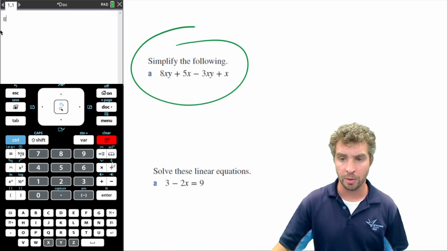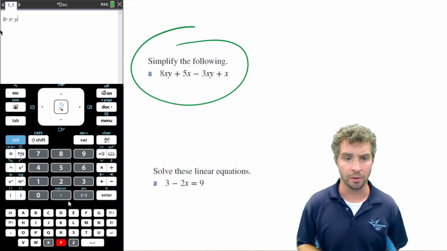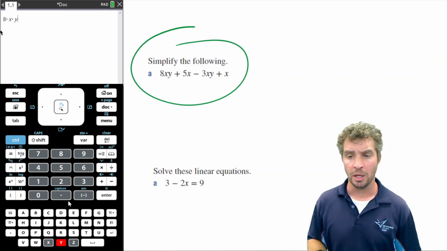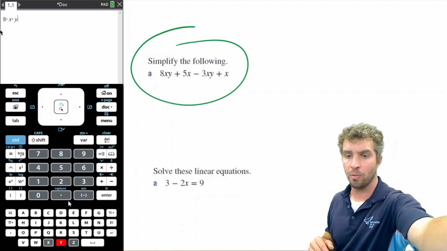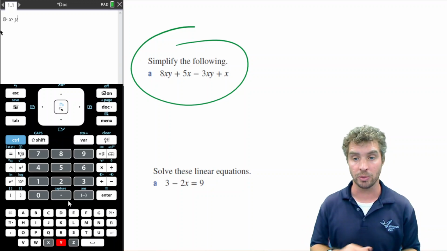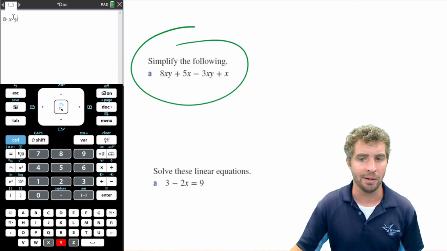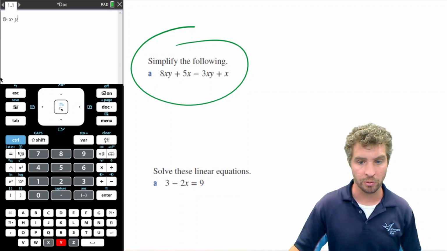So going by that, we should do 8 times x times y. It's just one more button, and we know that nothing's going to get combined or put together. The x and the y we really want to make sure are considered separate variables. You don't have to do the times between the 8 and the x, but it's not hurting anything, like I said.